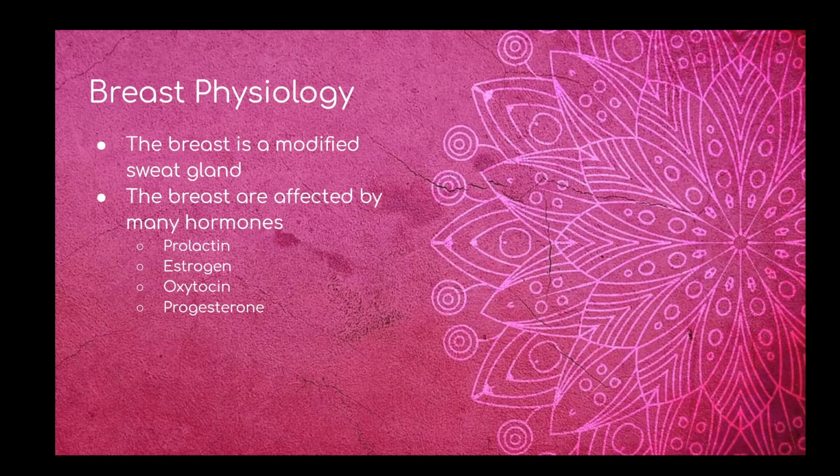And the breasts are really affected by a lot of hormones. Your notes on the breast physiology have a lot of hormones that are listed. The main 4 that you just need to be aware of are prolactin, estrogen, oxytocin, and progesterone. Those 4 have probably the biggest impact on the breast development and then when the breasts start to develop breast milk.